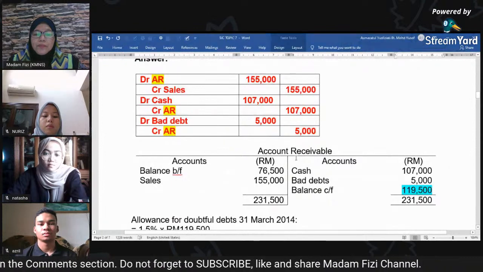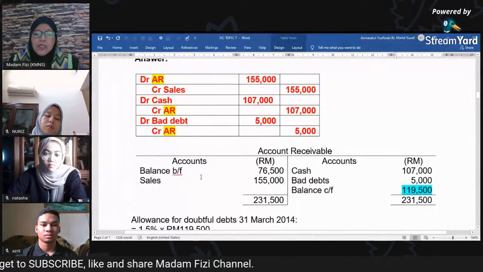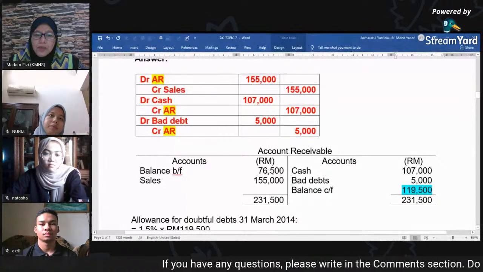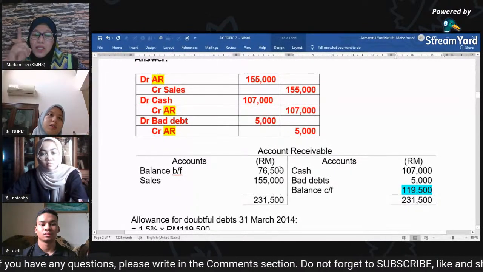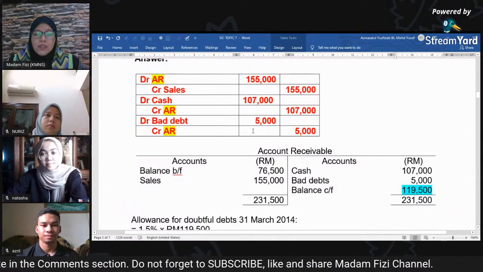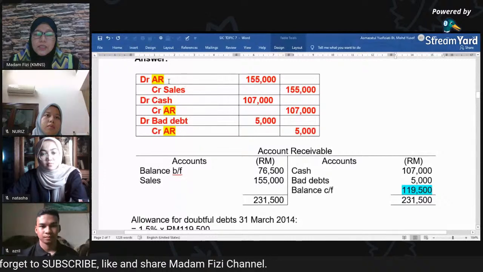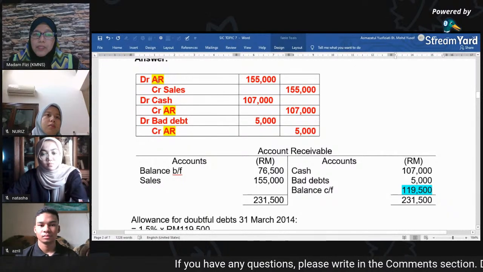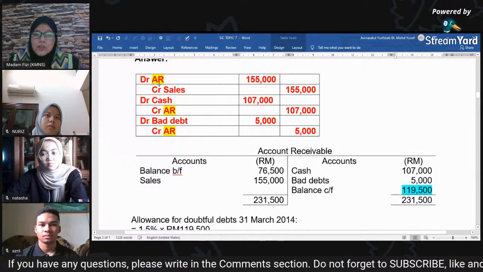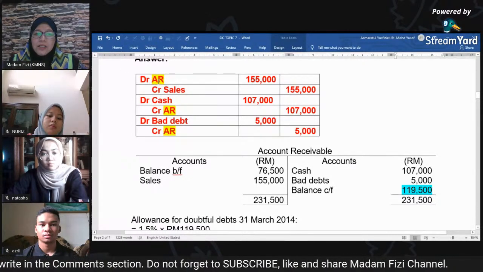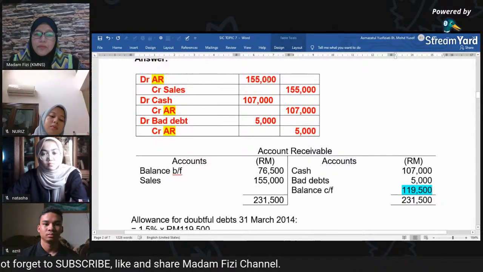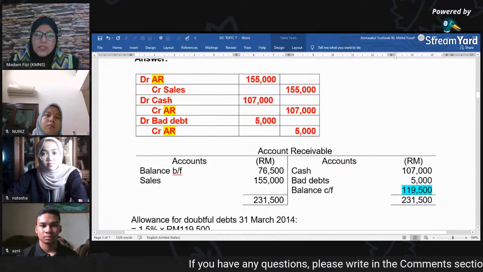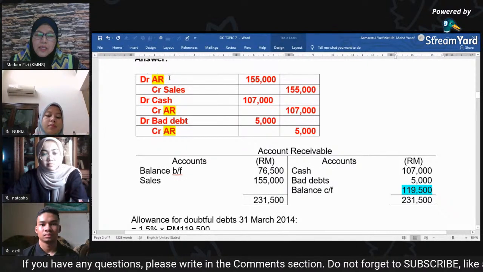Okay. So, accounts receivable T account, we start with the balance brought forward. The balance brought forward is 76,500. Where did I get this figure? At the question atas sekali tu. Yeah? Okay, and then you go to your journal yang kita jot down tu. You can see that debit accounts receivable, so accounts receivable is affected at the debit side. So write down 155,000 at the debit side. And then the account is sales. Finish yang journal atas.